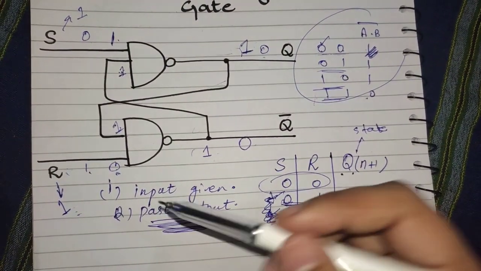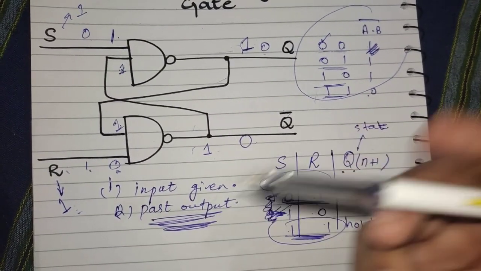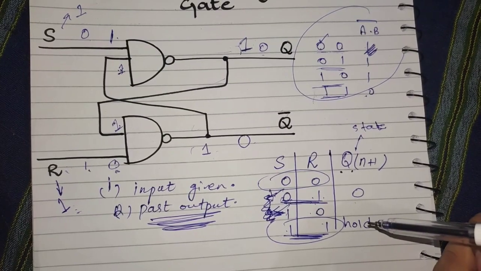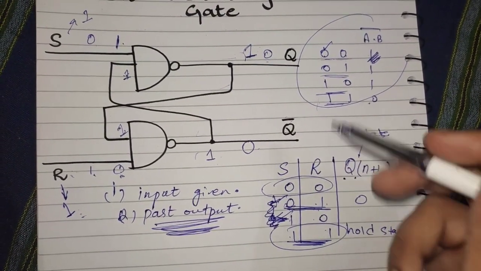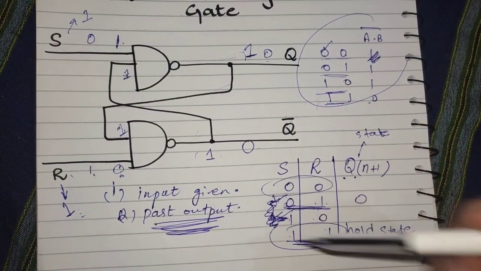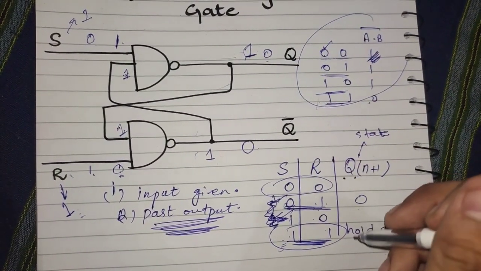So whatever is there in the past output, you can just write that as the past output. So we can simply say that this state is known as the hold state. Hold state means whichever output was there before giving that input to the system, that output will be displayed. So this is known as the hold state.